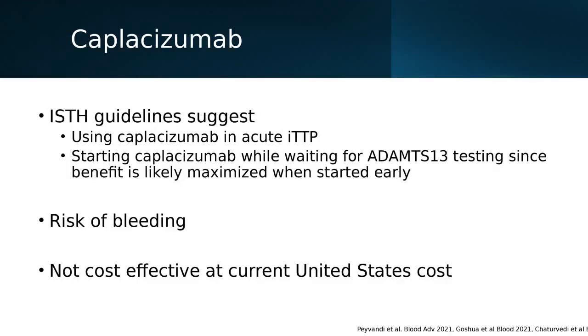The current cost, I think, is around $270,000 per dose, versus in the UK, it is considered cost effective for a drug which is approved only for TTP and for something which is so rapidly fatal and morbid.